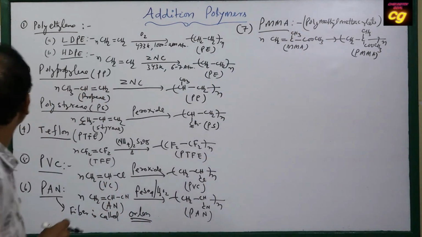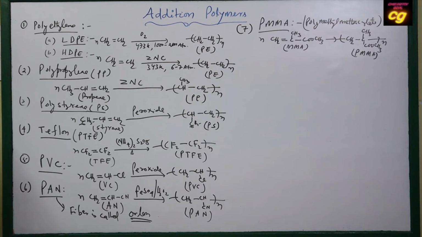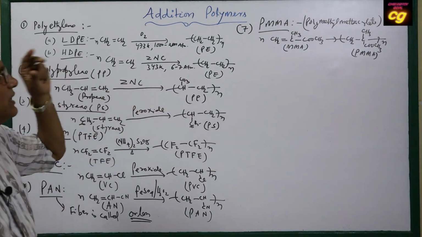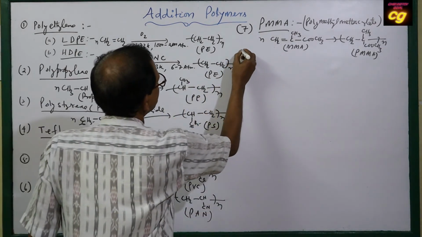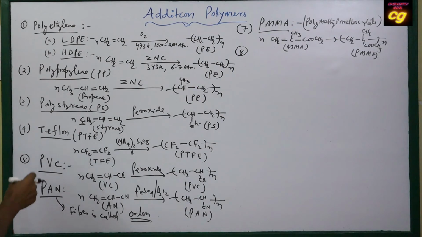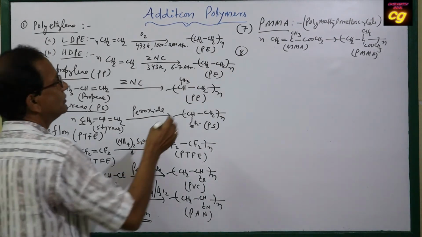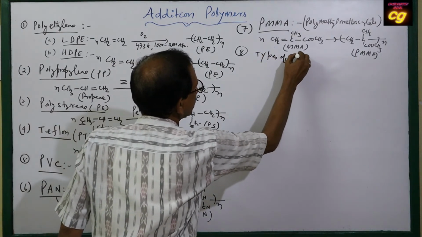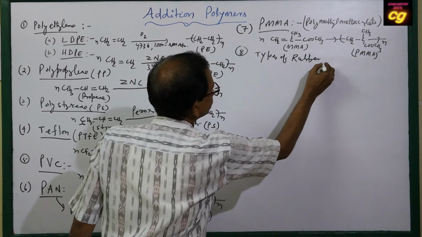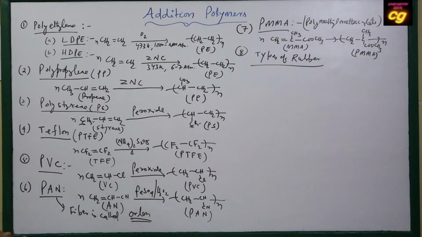Very important polymer, mainly used for aeroplane windows, plastic surgery, and contact lenses, very costly. PMMA, polymethyl methacrylate. Okay, then a very important thing, now I will discuss different types of rubber. Types of rubber. That is also very important.